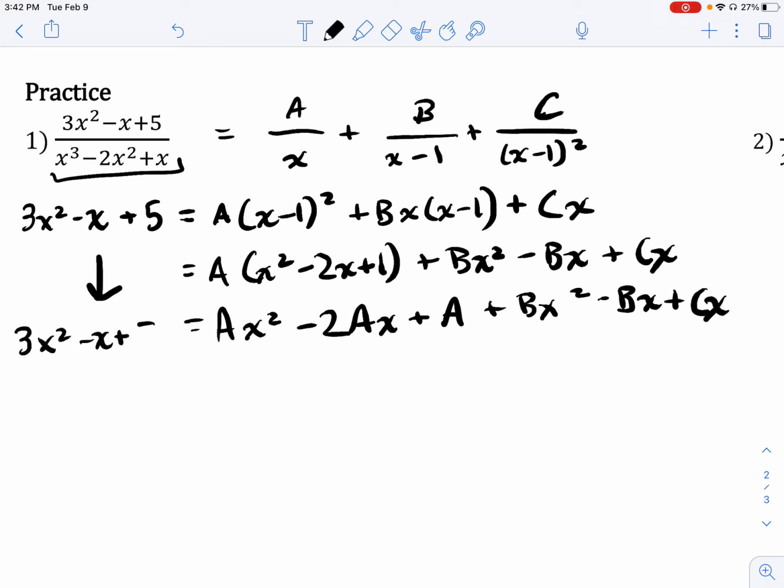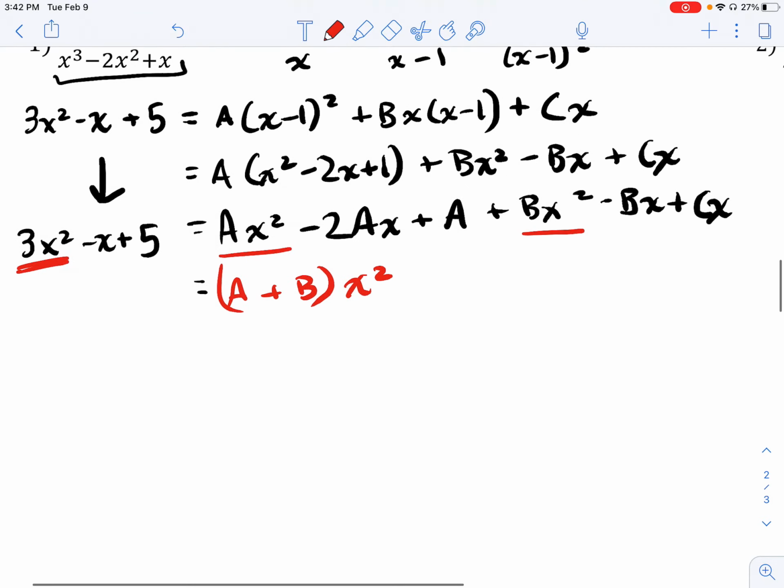In order to solve this, we want to start grouping together our similar terms. First, let's start with grouping together our x squared terms. So we've got A plus B, and this x squared left over here, and that has to be equal to this 3x squared. So we can say A plus B is equal to 3. We know that this coefficient here must be equal to this coefficient there.